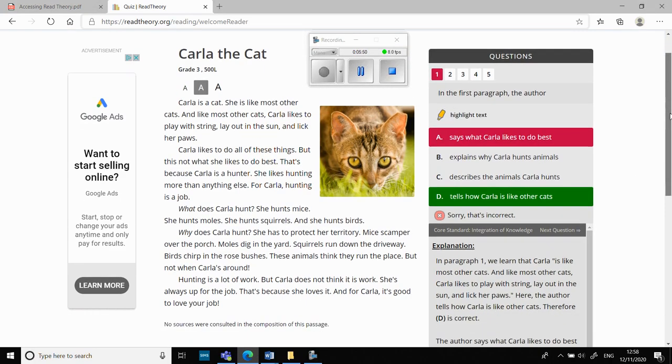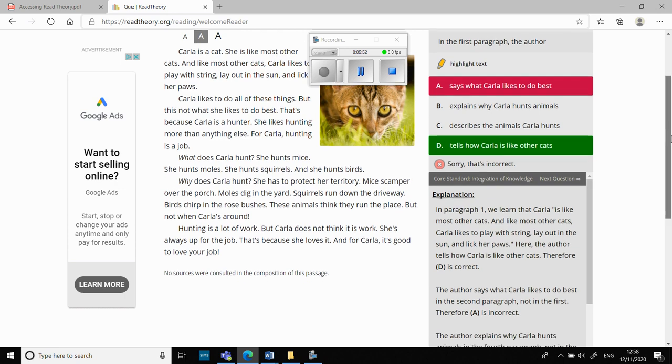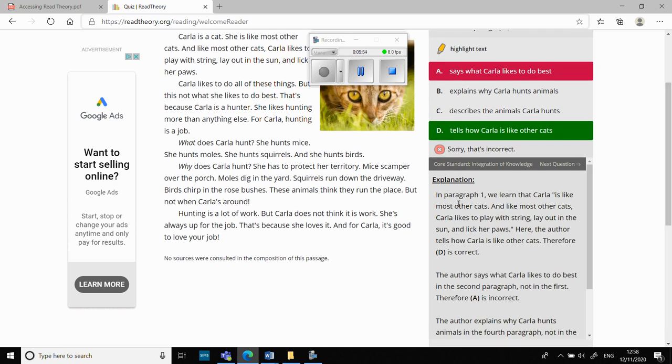It actually tells you why it's wrong. So you need to read this explanation. It says in paragraph 1, we learn that Carla is like most of the cats. And like most of the cats, Carla likes to play with string, lay out in the sun, and lick her paws. Here the author tells how Carla is like other cats, therefore D is correct.